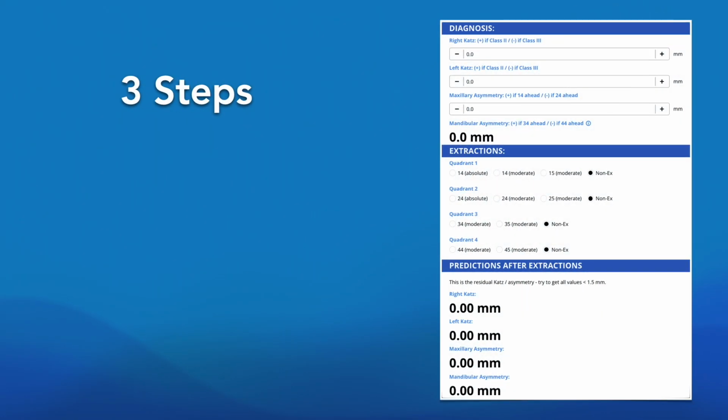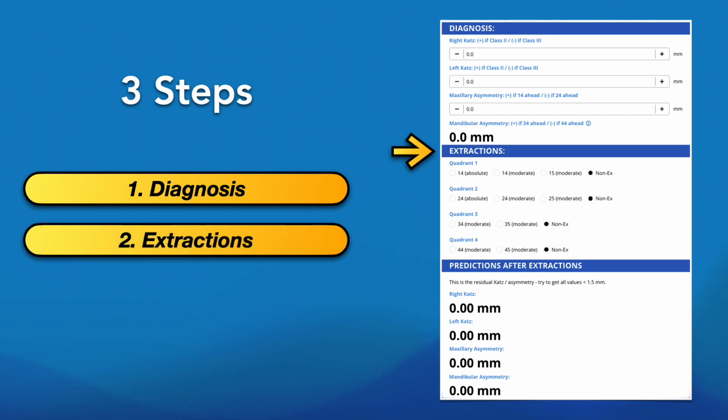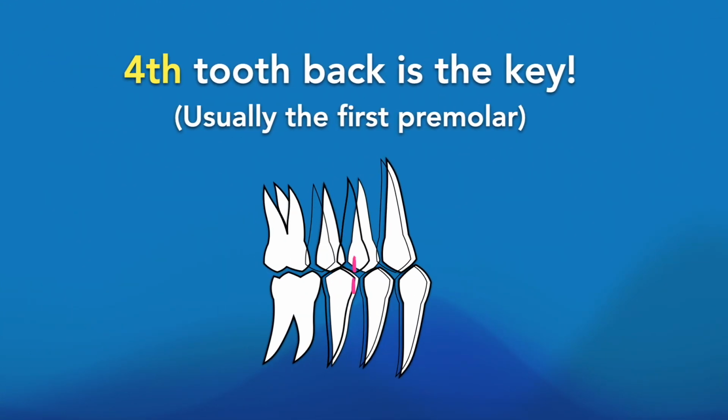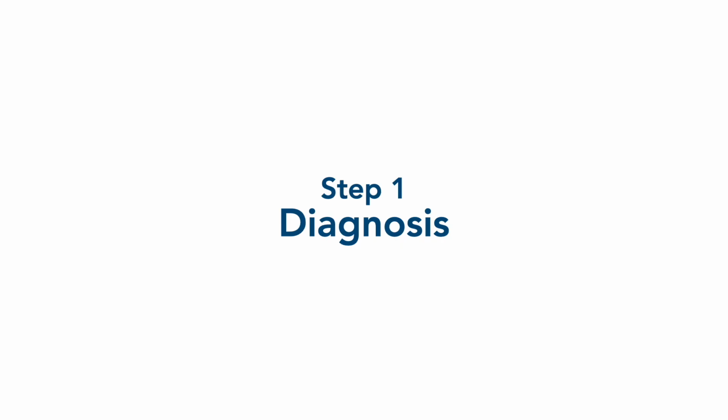There are 3 steps to using the calculator, which we will review. First, you make your diagnosis. Second, you plan your extractions. And third, you review the predicted outcomes. Before we jump in, please keep in mind that the 4th tooth back in each quadrant is the key tooth to focus on. This is usually the first premolar.